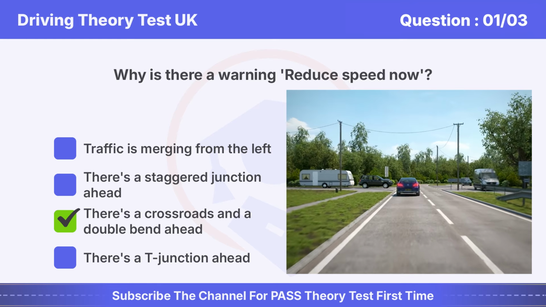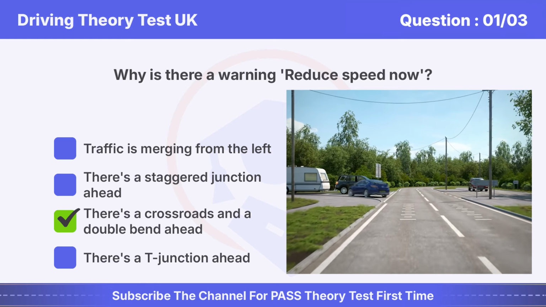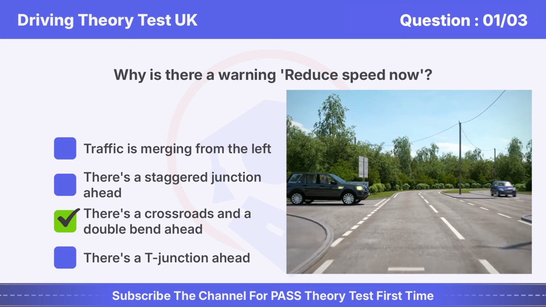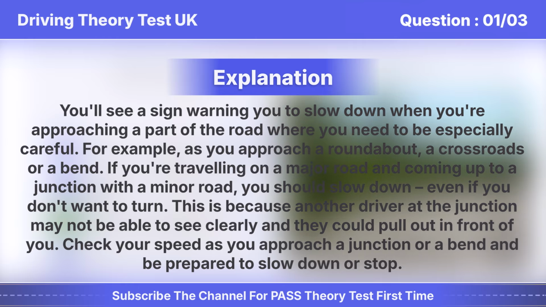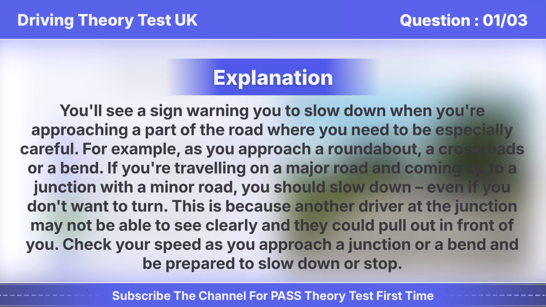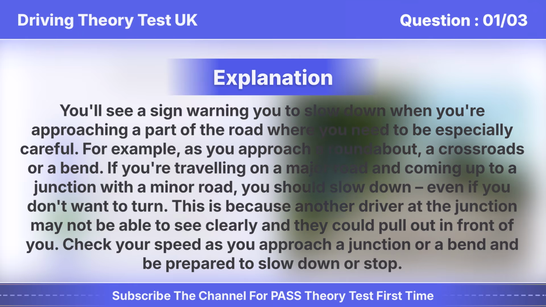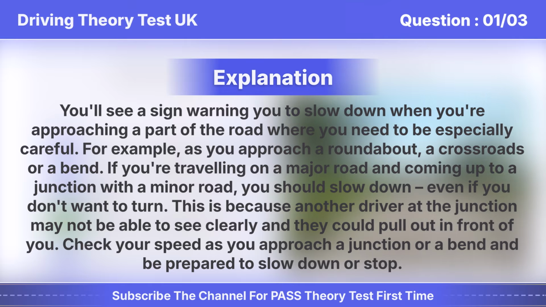Answer is C. There's a crossroads and a double bend ahead. You'll see a sign warning you to slow down when you're approaching a part of the road where you need to be especially careful. For example, as you approach a roundabout, a crossroads, or a bend.